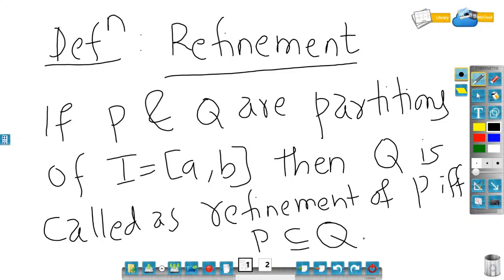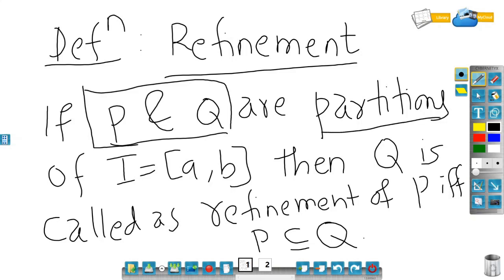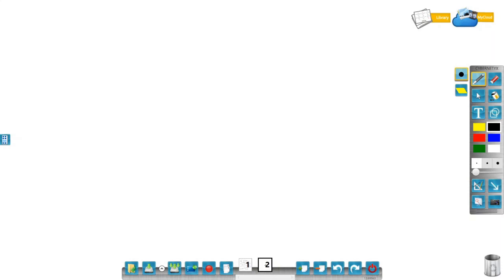So one should note that when Q is called a refinement, then P should be part of Q. Then this means that Q is a refinement of P. Note that P and Q are both partitions of the closed interval a comma b. So a refinement is one of the partitions. To explain this better, let me take one particular example.